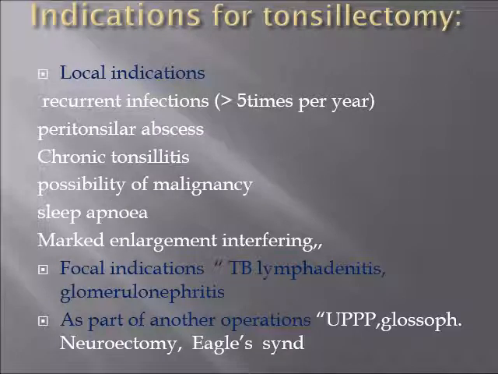One of the most important topics in the ENT curriculum is the tonsillectomy operation, starting with the indications. Indications for tonsillectomy, starting with local indications: if there is recurrent infection more than 5 times per year, if there is peritonsillar abscess formation, if chronic tonsillitis is detected, if there is any suspicion or possibility of malignancy of the tonsils, including lymphoma or leukemia, if the patient is suffering from disturbed sleep like sleep apnea, and if there is marked enlargement interfering with proper breathing or proper deglutition.